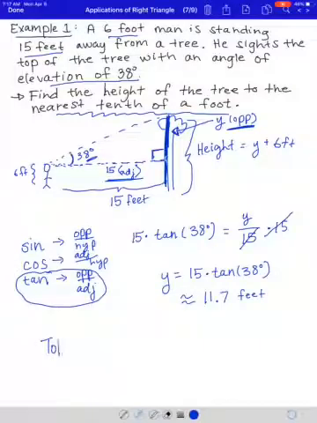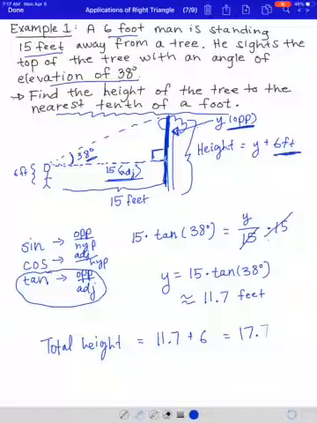And now to just finish the problem, the total height of the tree is going to be equal to this 11.7 feet plus that 6 feet, which accounts for the height of the man. So that gives us a total of 17.7 feet as the total height of our tree. All right, let's look at another example.